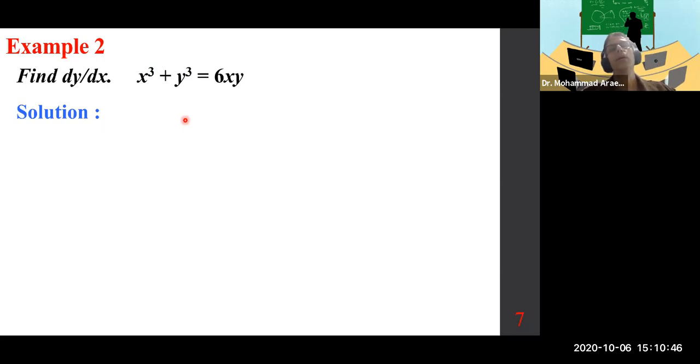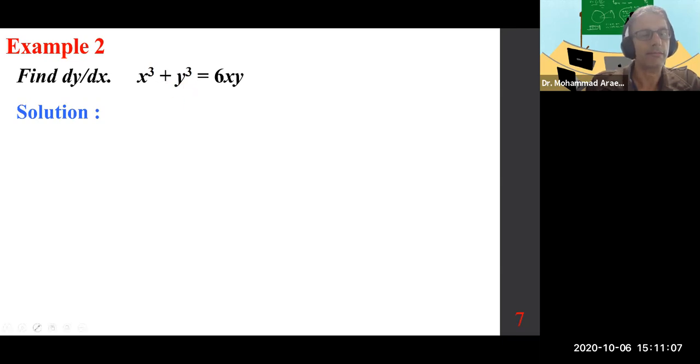Remember, y in essence is f of x, g of x, h of x. It's a function of x. So what is the derivative of g of x to the third power? It's 3g of x times g prime of x. So 3y squared y prime. So this is 3y squared y prime.